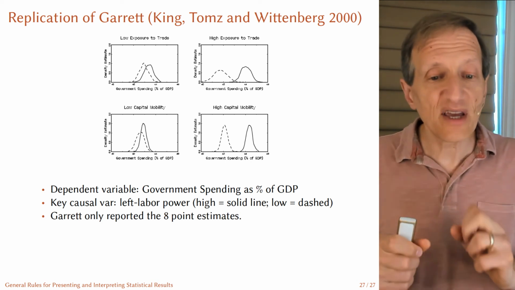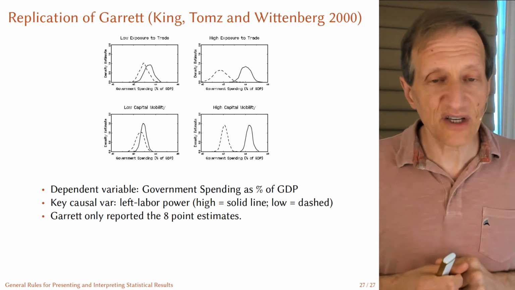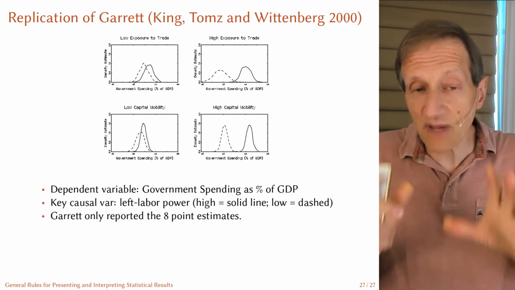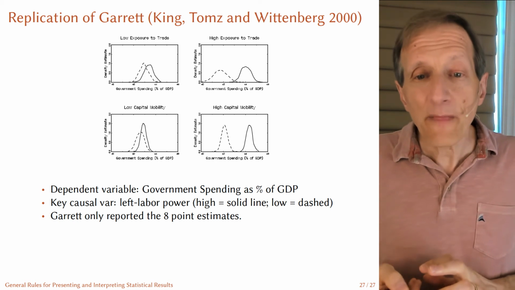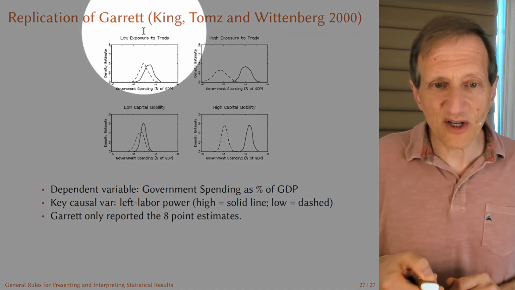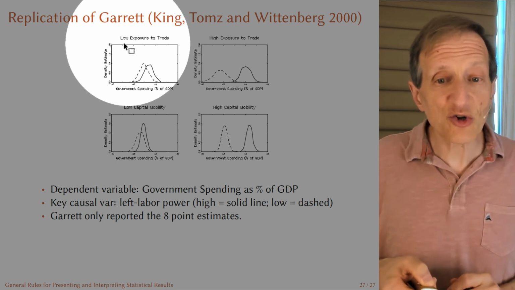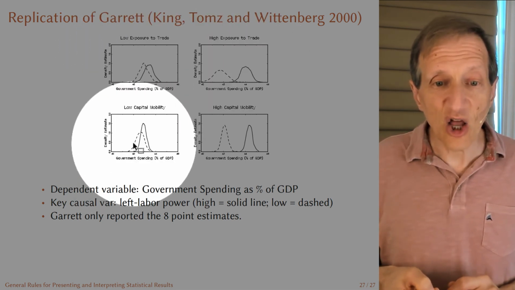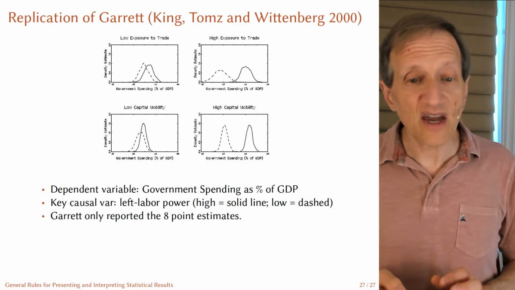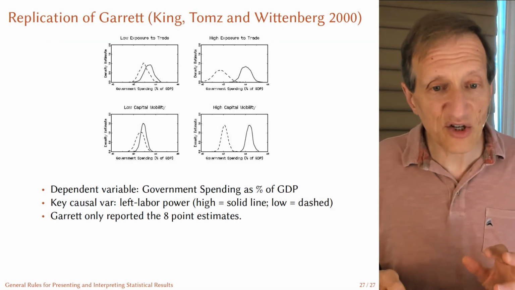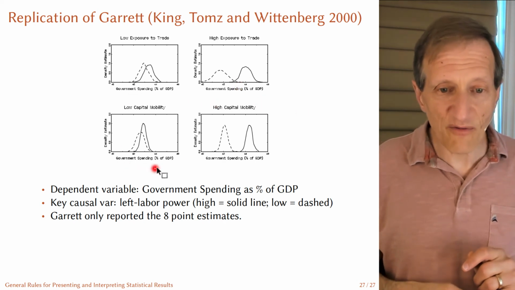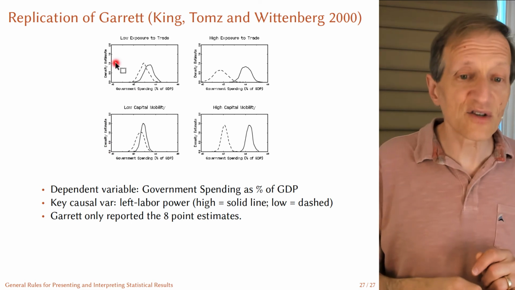Garrett reported the 8-point estimates in these graphs. So let me explain what the graphs are, because what we did is we took the 8-point estimates and made them distributions. At the top here, this is low exposure to trade, high exposure to trade, low capital mobility, high capital mobility. The horizontal axis of each of these is government spending as a percent of GDP, and the vertical axis is just the density.